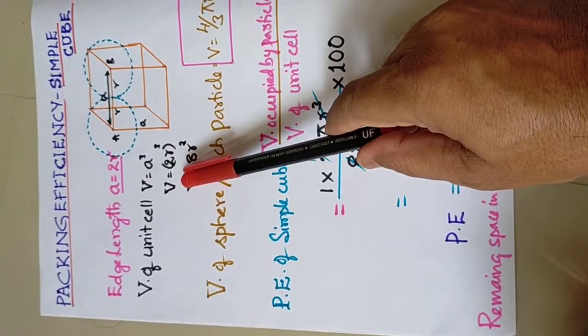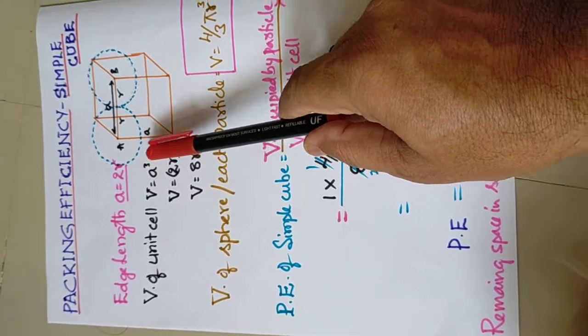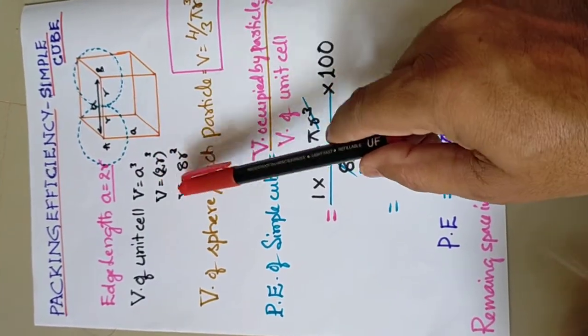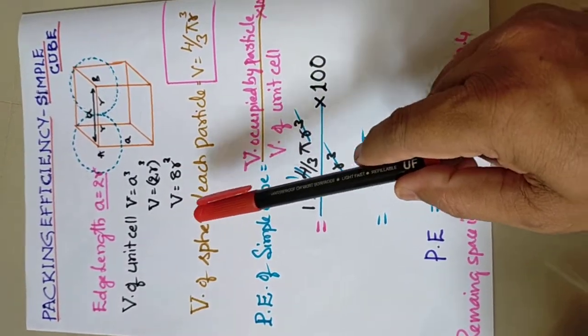Then a is equal to what? 2r. V is equal to a cube, then V is equal to 2r whole cube, then V is equal to 8r cube. 8r cube will come here. Looking at this, we get this here.